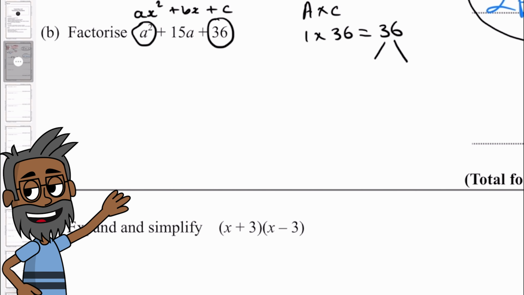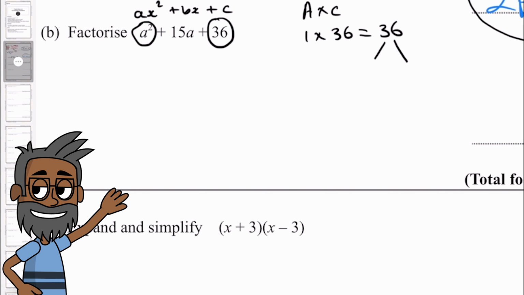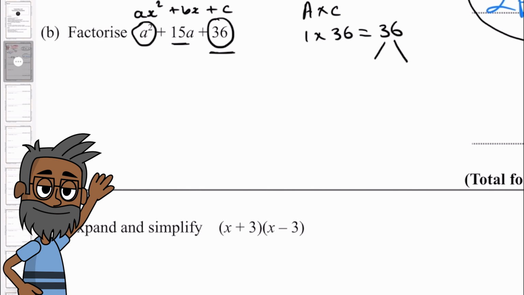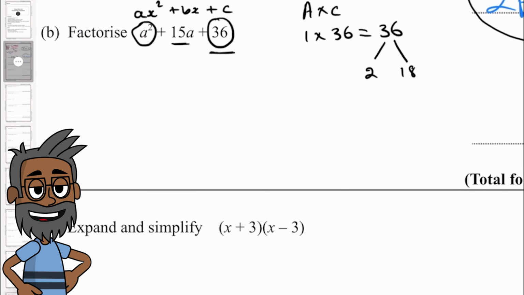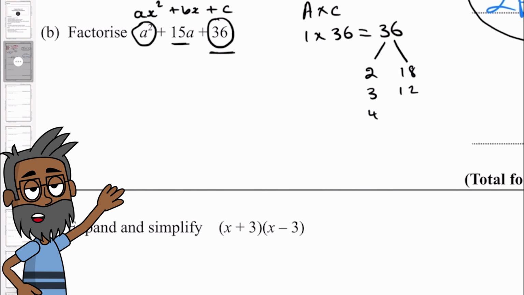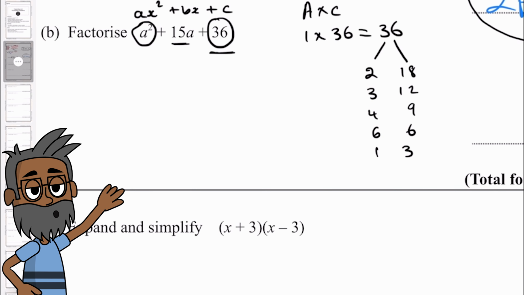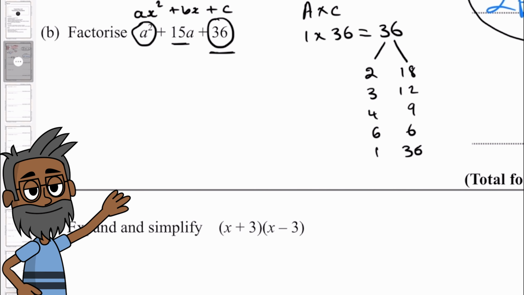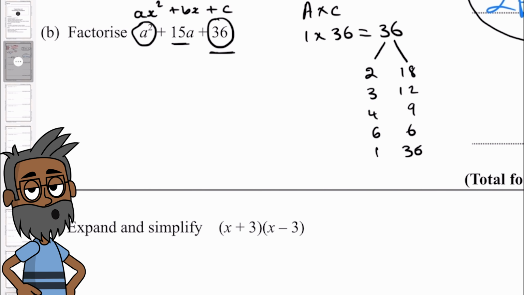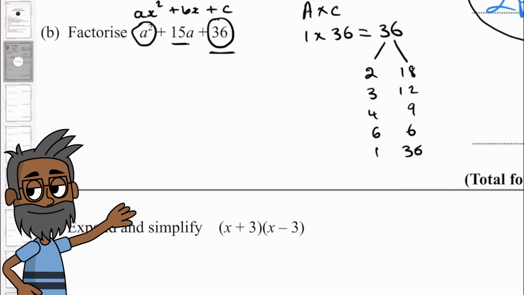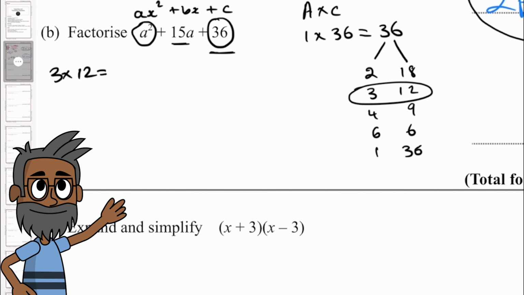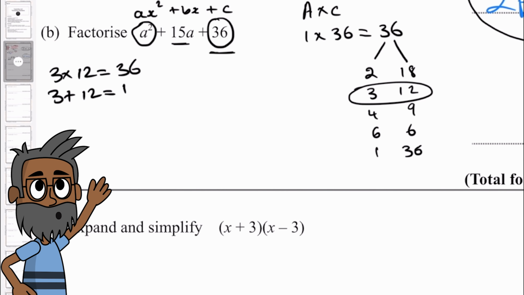I then need to find a pair of numbers that multiply to make 36 and add to make b. So let's write that out. We can have 2 and 18, 3 and 12, 4 and 9, and 6 and 6, as well as 1 and 36. These are my factor pairs, and I need to work out the one pair that multiplies to make 36 and adds to make 15. Out of those, you can see that we have 3 and 12. 3 times 12 is 36, and 3 plus 12 is 15.